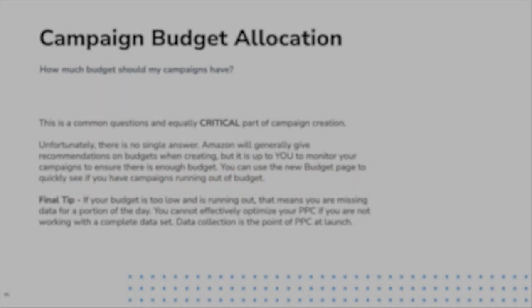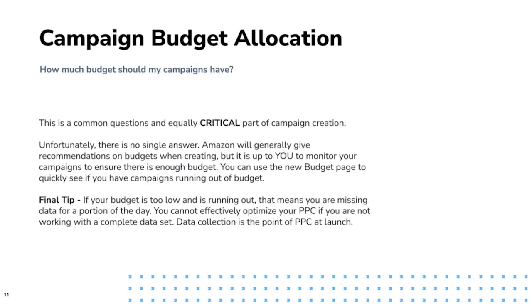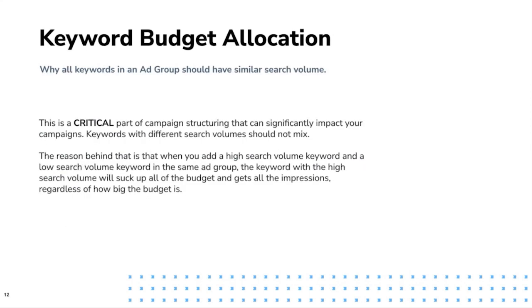You might think that your campaigns are going to perform better at certain times of the day, but everyone is on Amazon at different times of the day. They're all in different time zones as well. So you don't really know unless you have the data. Data collection really is the point of PPC at launch. Without that data collection, you really don't have anything to optimize towards. So you need the data set first in order to then optimize campaigns down. Again, budget allocation plays into that because if you're out of budget, then your campaigns might be off.